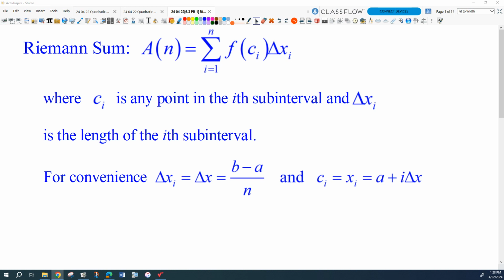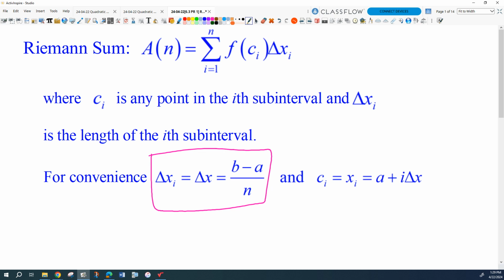Delta x sub i is the width of the ith subinterval, but we adopted a convenience. We said that we're just going to slice ours uniformly. So delta x sub i, we're just going to call delta x, which is just the width of the area divided by the number of rectangles. Okay, so that helps us a whole bunch.